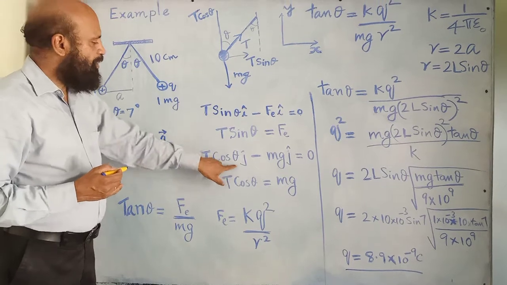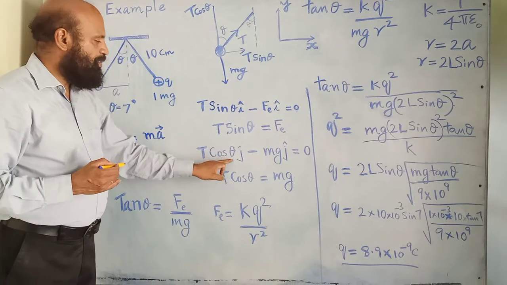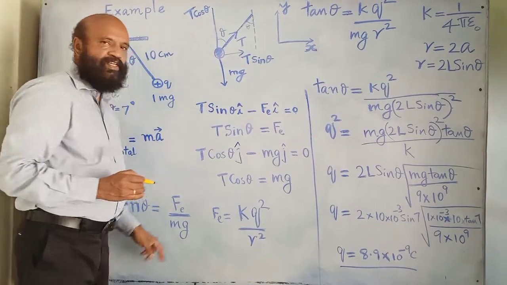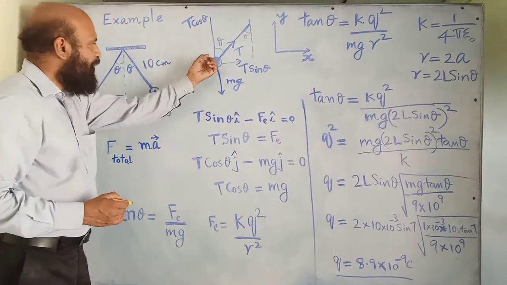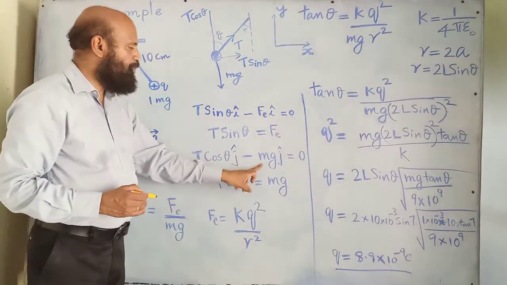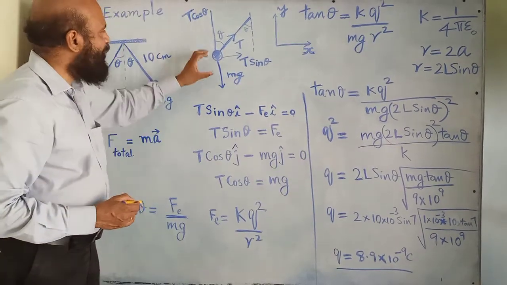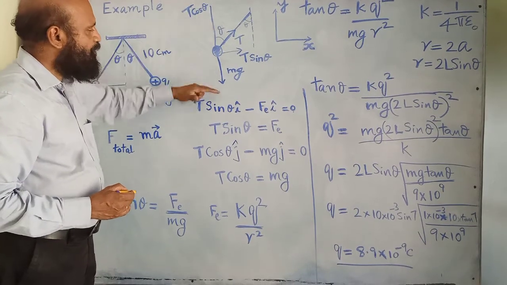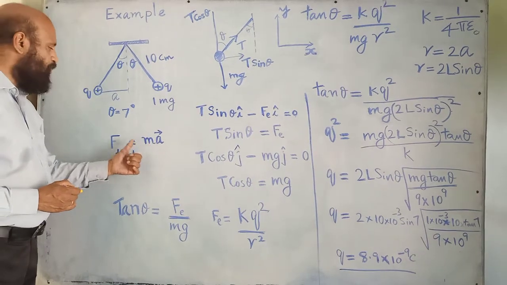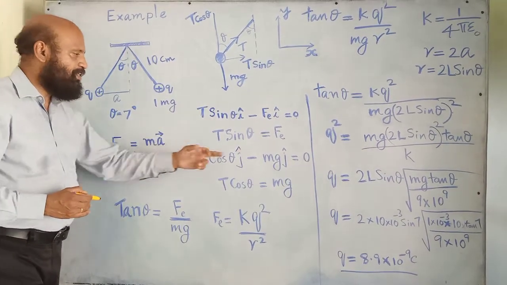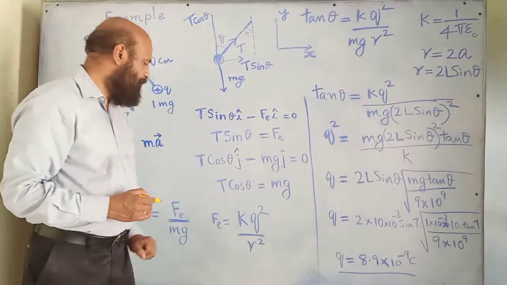So in the vertical direction, T cos theta in the upward direction, so T cos theta j cap to show it is along the positive y-axis. Then the weight of the body is acting in the downward direction, so mg, and since it is acting downward, negative sign. There is no acceleration in the vertical direction, so acceleration is 0. So according to Newton's second law, force is mass into acceleration, so it's 0. After rearranging, you can get T cos theta is mg.